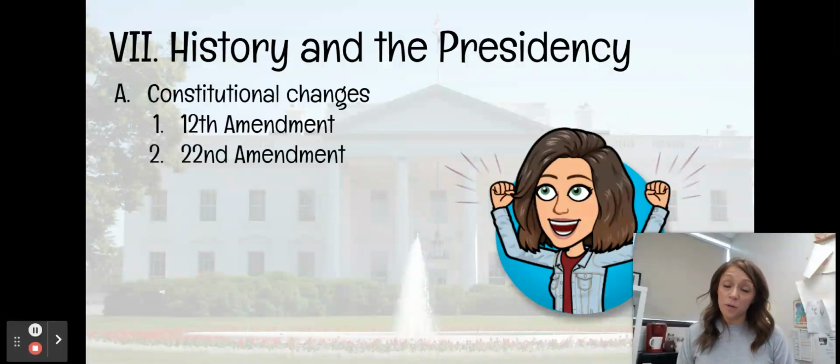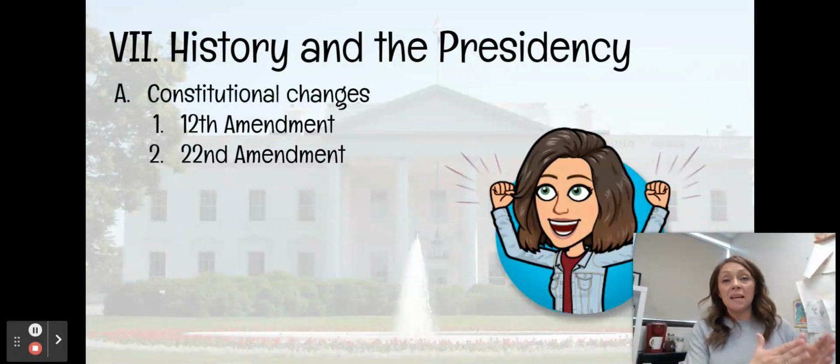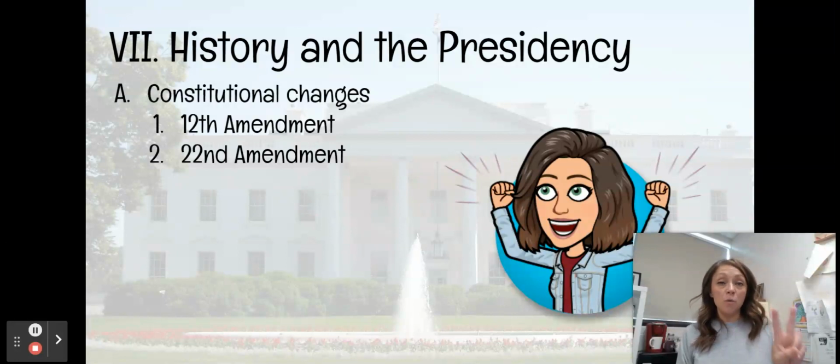We also have the 22nd Amendment, and the 22nd Amendment we know is called the FDR Amendment because this is the amendment that limits presidents to serving no more than 2 terms or a total of 10 years in office. Okay, so you can be president twice, you can seek 2 terms in office.